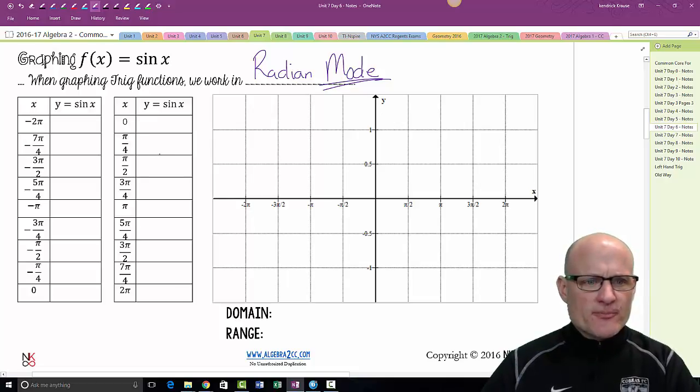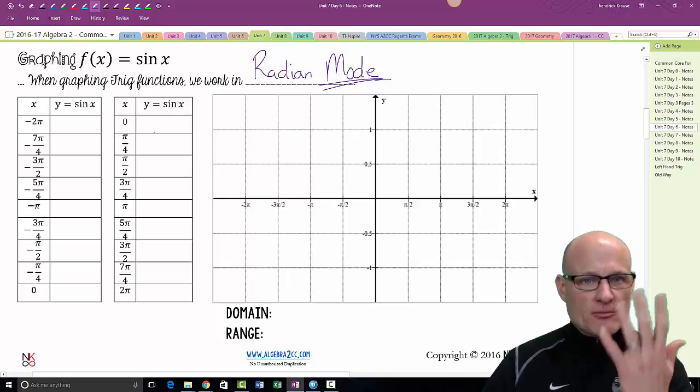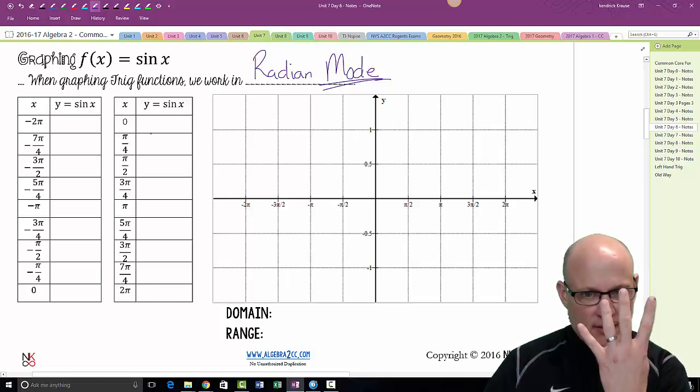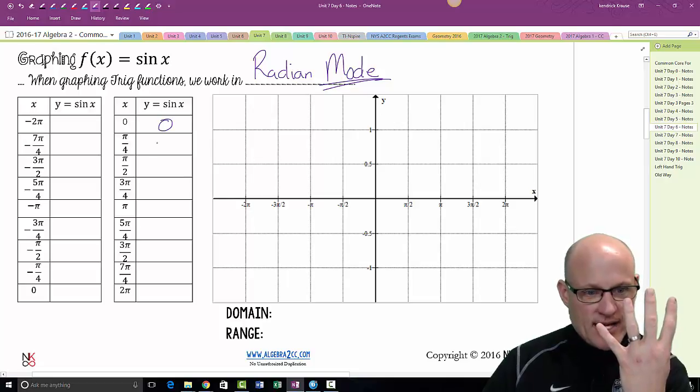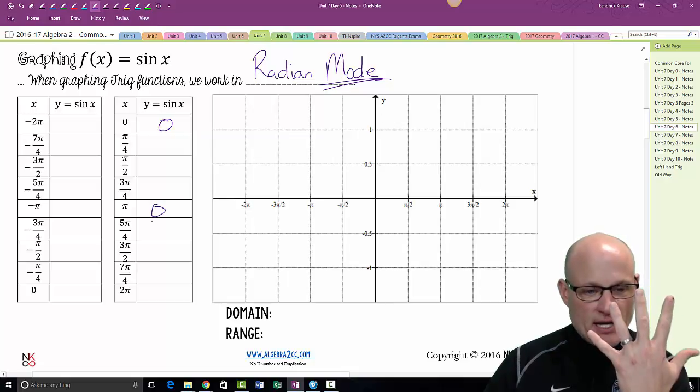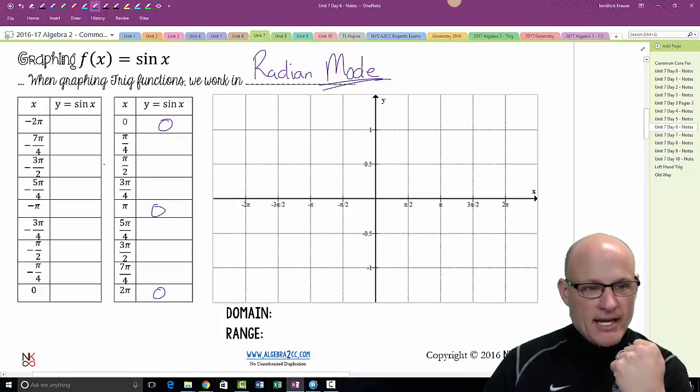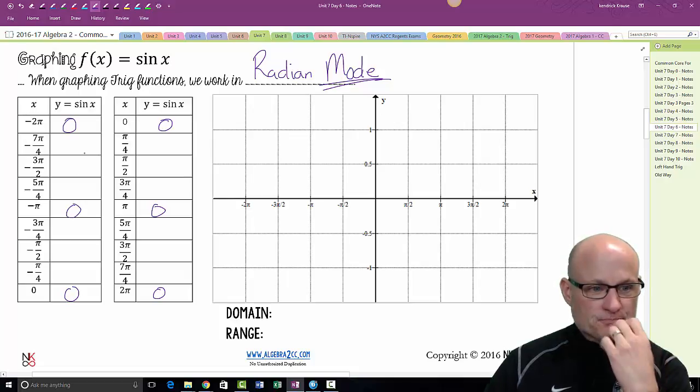So let's see how we do this. The sine of 0: I put down the thumb, none to the right, 0. The sine of 90 or 180, reference angle is 0. Sine of 2 pi, reference angle is 0. And if I go in the backwards direction, these are going to still be zeros.